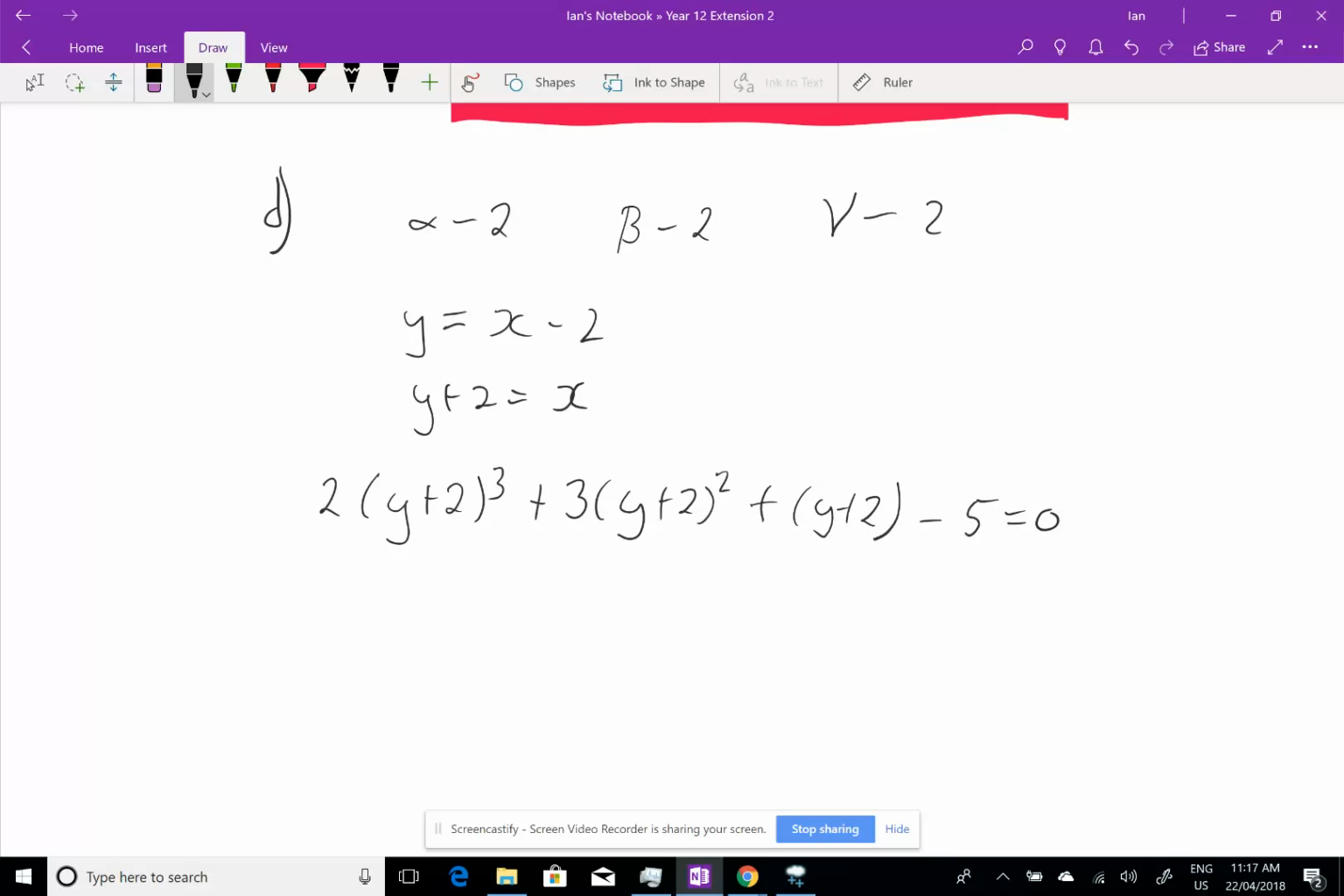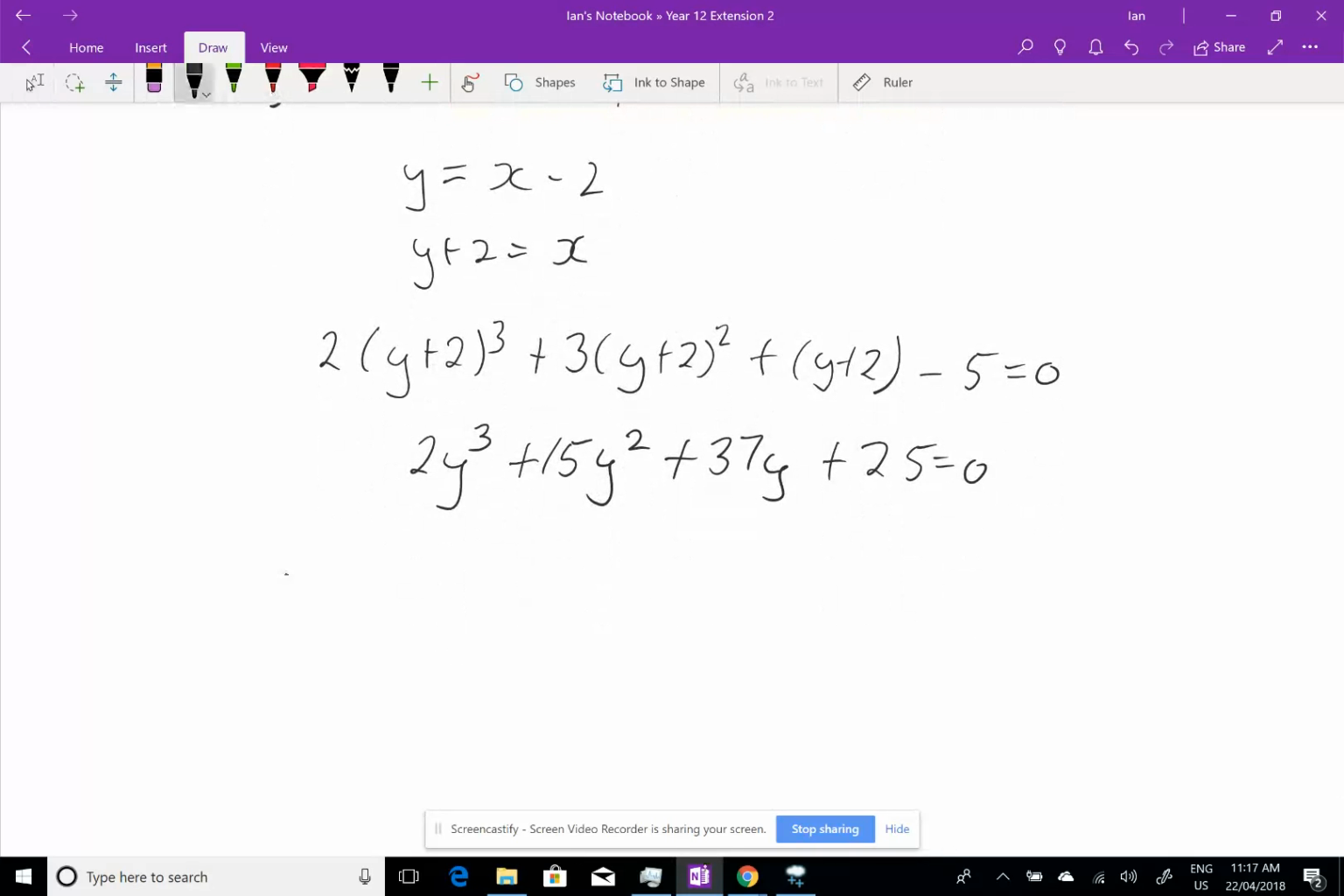Now, to save time on the video, I have done that and you can look it up on my worksheets. You can look it up on Patel. It just pops out to be 2y cubed plus 15y squared plus 37y plus 25. And of course, we rewrite that equation with x. Therefore, 2x cubed plus 15x squared plus 37x plus 25 equals 0 is our required equation.